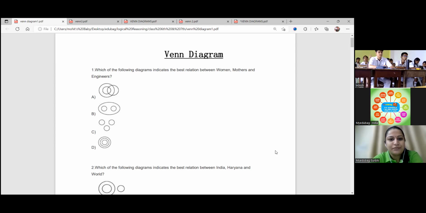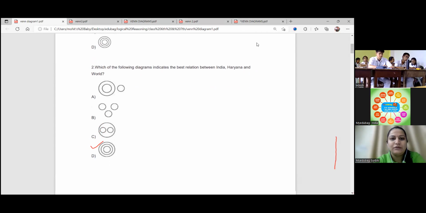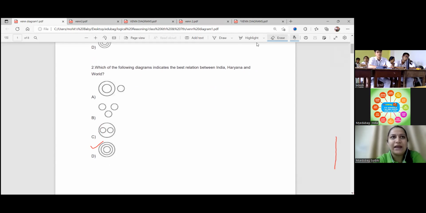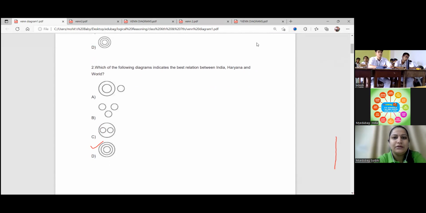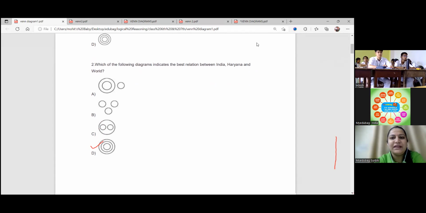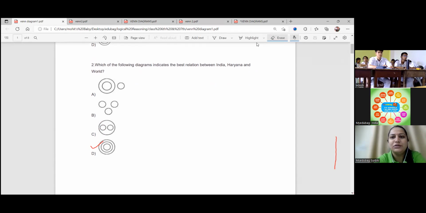Fourth. Okay. Answer is fourth. Correct. Answer is fourth. Now the next one. Which of the following diagram represents the relationship between India, Haryana, and the world?